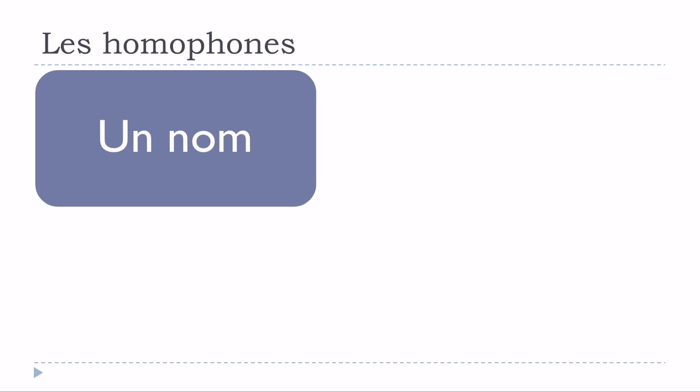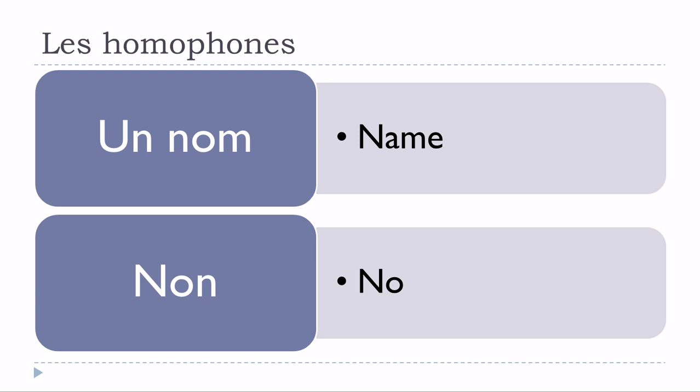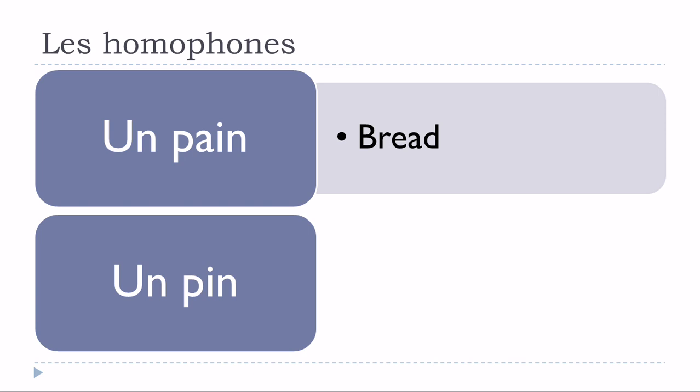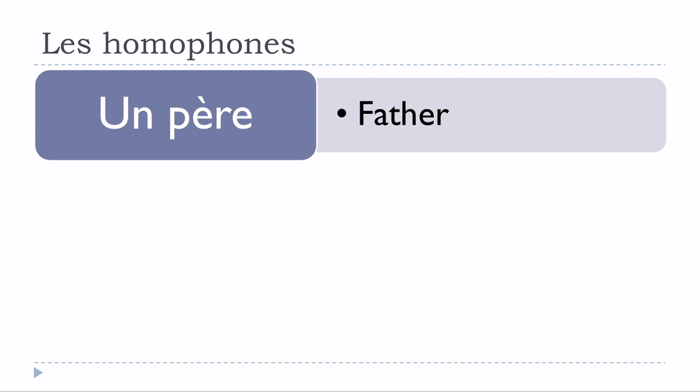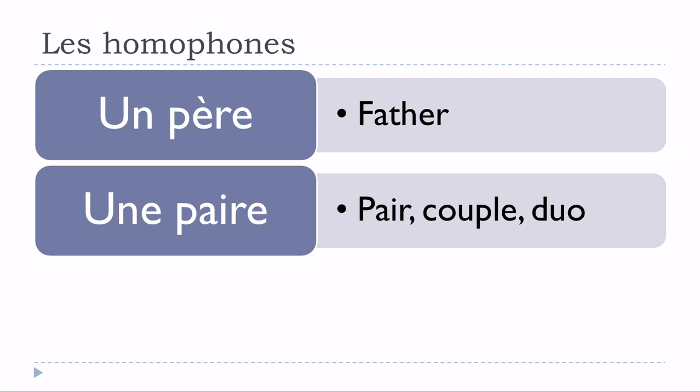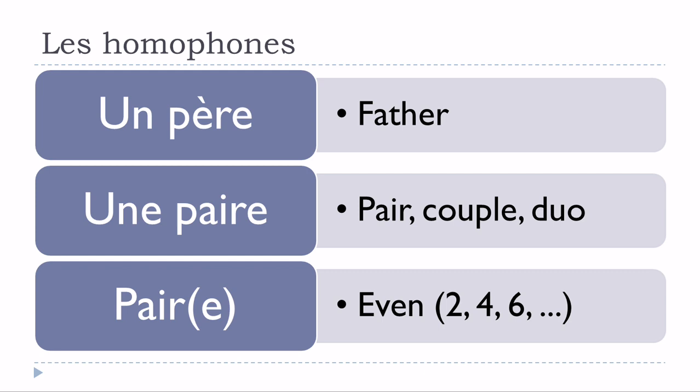Un nom, non. Un nom, non. Un pain, un pain. Right, un pain, un pain. Un père, une paire. Paire. Okay, so in that case, we're talking about the numbers, all right? So, paire. So here, une paire, paire.